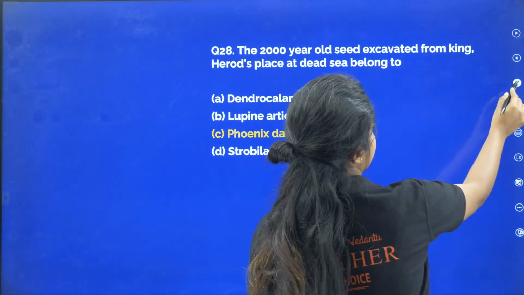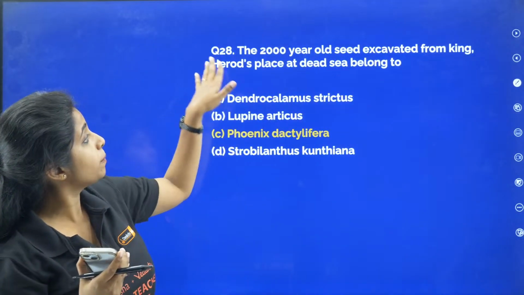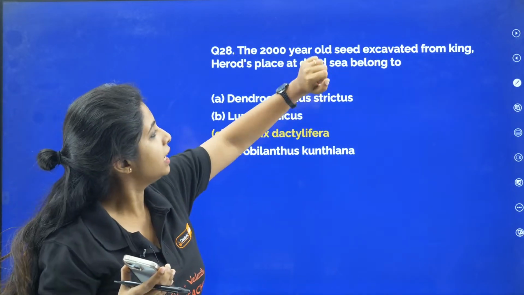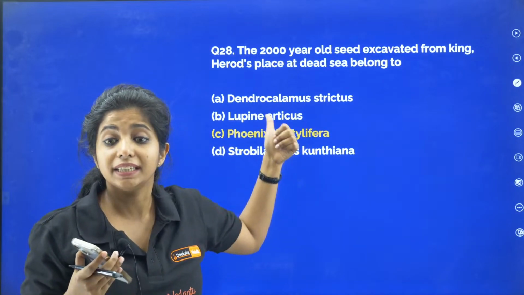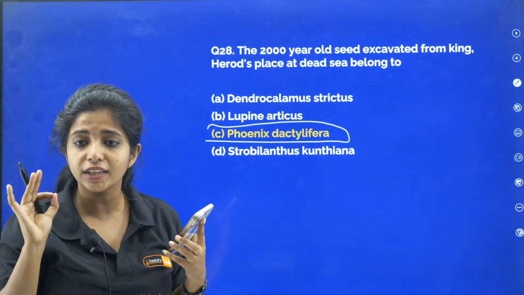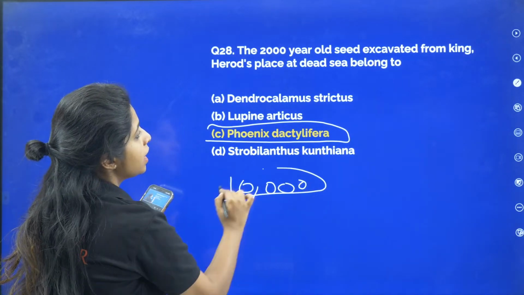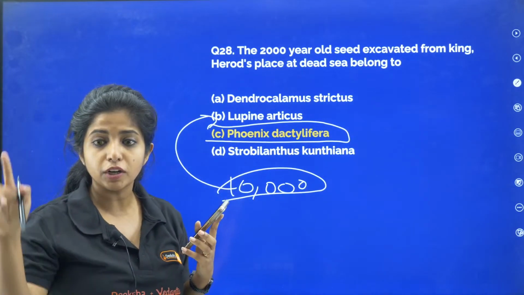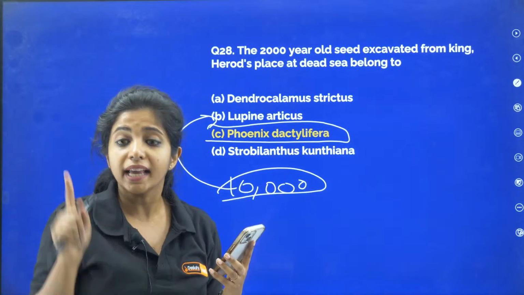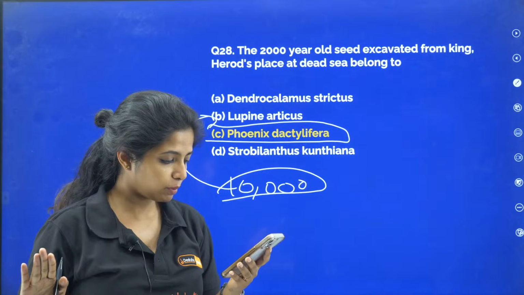Okay, next question, very important question. The 2000-year-old seed excavated from King Herod's place at the Dead Sea belongs to what? Phoenix dactylifera. It is known as Phoenix dactylifera, my dear children, 2000 years old. Now in the question, if it is 10,000 years old, the answer would be Lupinus arcticus. Always remember, 2000 it is for Phoenix dactylifera, 10,000 it is for Lupinus arcticus. Will you be able to remember that?